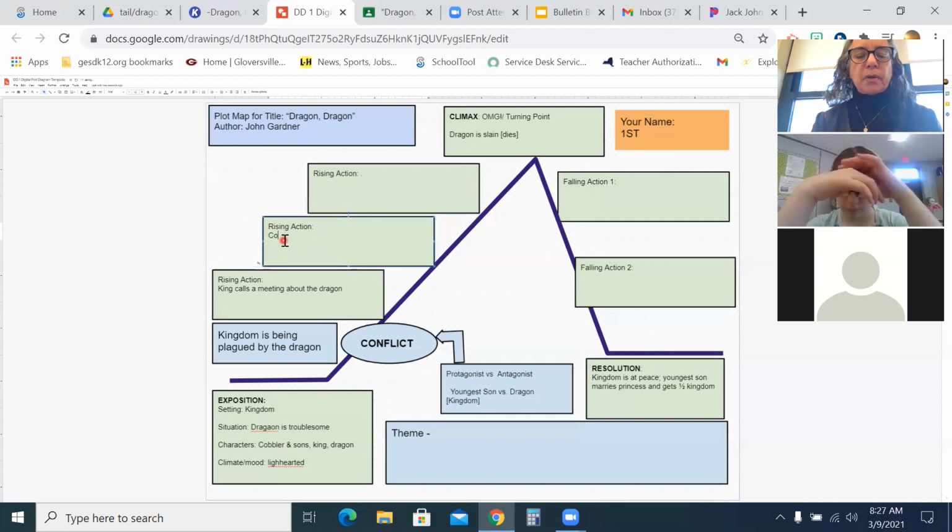So the cobbler negotiates a better deal. The eldest son takes up the challenge.